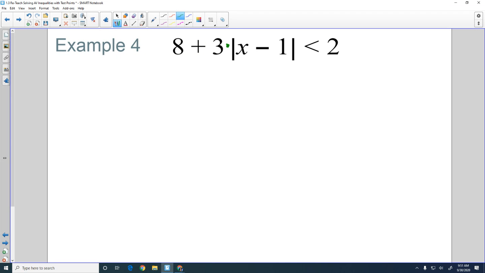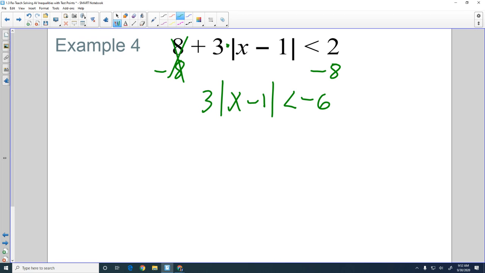And so when we're solving an equation, don't think of combining things on the same side as the x. You want to think, how can I get rid of each thing individually that's on the same side as the x? So I want to get rid of whatever's being added or subtracted first. So I'm going to subtract that 8 from both sides. That leaves us with 3 times the absolute value of x minus 1 is less than negative 6.